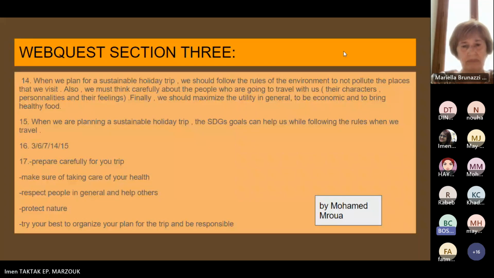The SDGs can help us follow the rules when we travel. For 16, the SDGs are 3, 6, 7, 14, and 15. Now for 17, prepare carefully for your trip. Make sure of taking care of your health, respect people in general and help others, protect nature, and try your best to organize your plan for the trip and be responsible.